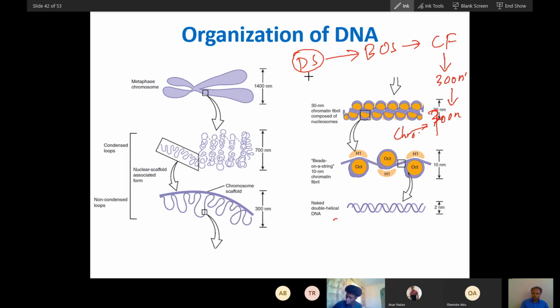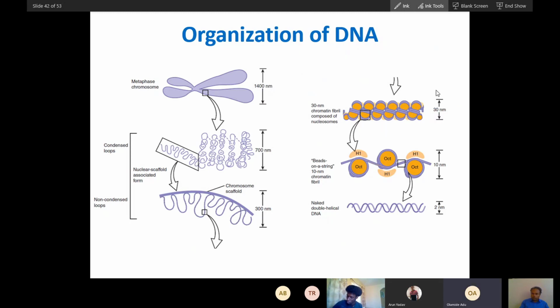So this is how it will be. You need to remember this bead-on-a-string structure and chromatid. So our body, in the nucleus, what happens? This DNA will produce RNA in permanent cells. DNA will produce RNA, and RNA will produce protein. This mRNA will produce protein.